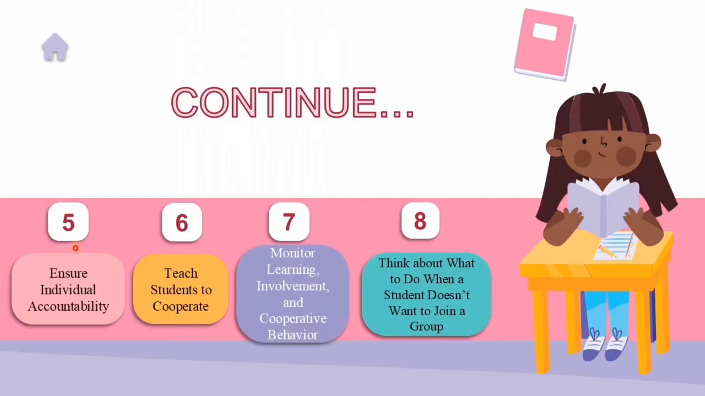And the 5th point is to ensure individual accountability. The 6th point is to teach students to cooperate. And 7 is monitor learning, involvement and cooperative behavior. And the last point is to think about what to do when a student doesn't want to join a group. So if you want to know, let me start with the next slide.